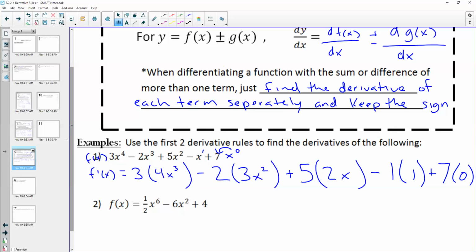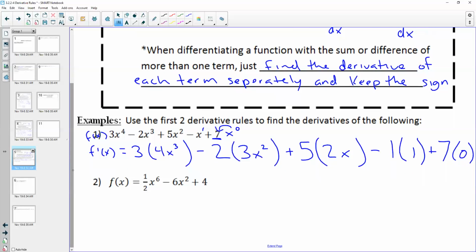Anytime that you have just a number on its own, the derivative of that is going to be 0. Put a mental note there, just make sure that you know that. Okay, so now that we're at this point, we can just simplify here. So distribute our 3 in, so we'll have 12x cubed, subtract 6x squared, plus 10x minus 1.